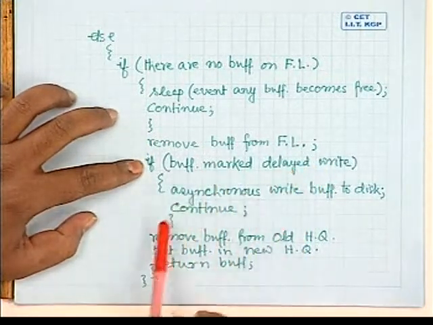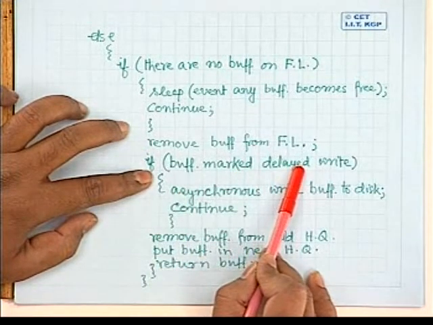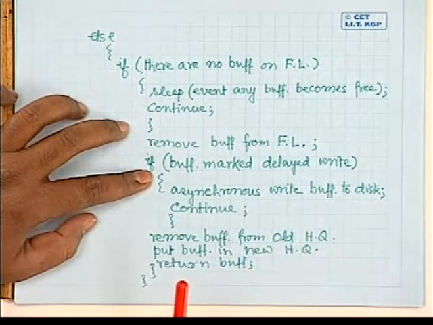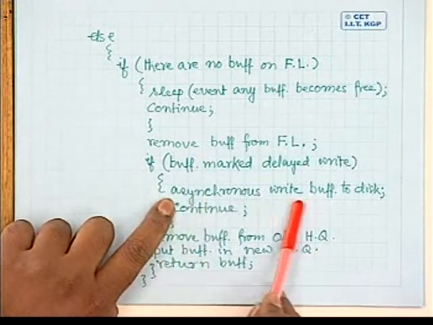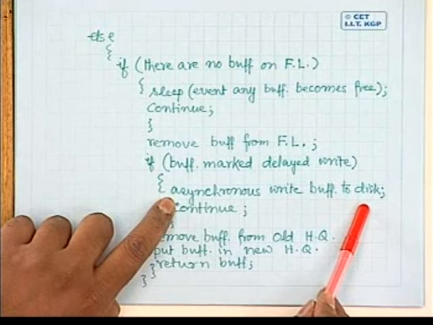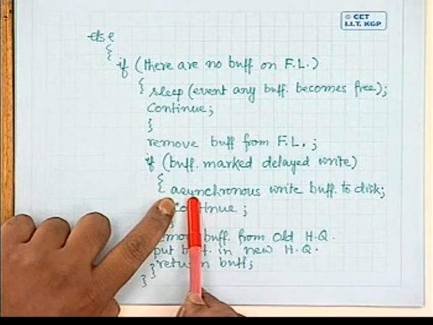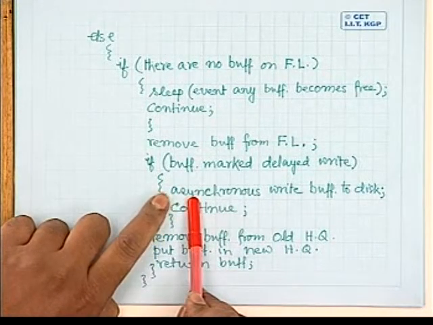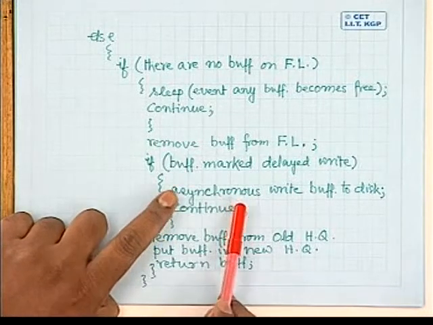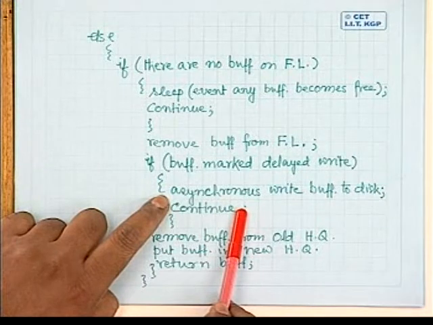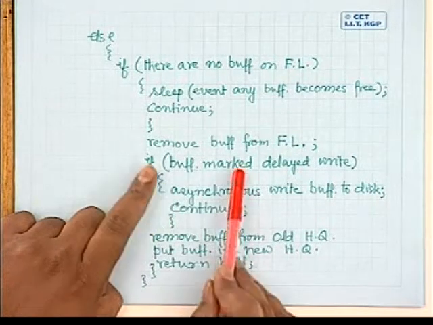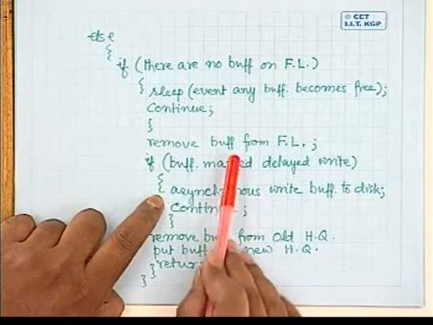If it is marked as delayed write, then we have to write the data in the buffer onto disk, then only the buffer can be used. So what is initiated is an asynchronous write of the buffer to disk. Now there is a difference between asynchronous write and synchronous write. In case of synchronous write, the process has to wait until the write operation is complete. But in this case, the process need not wait.